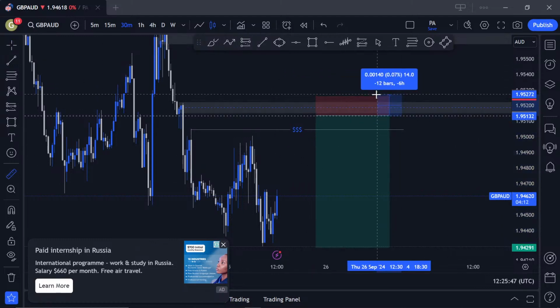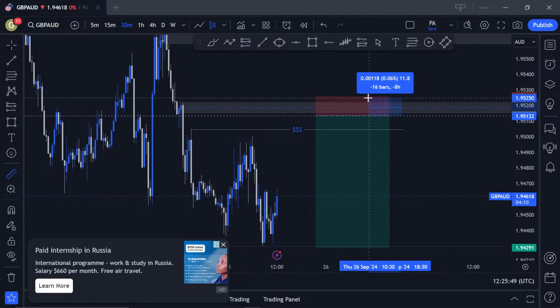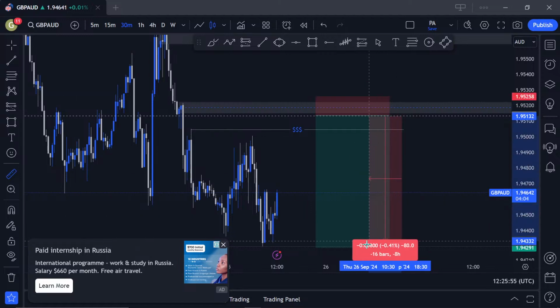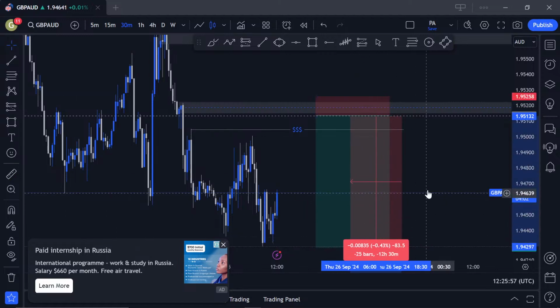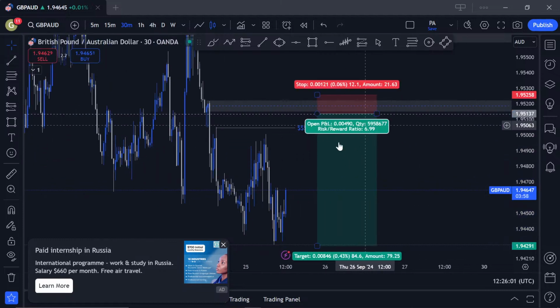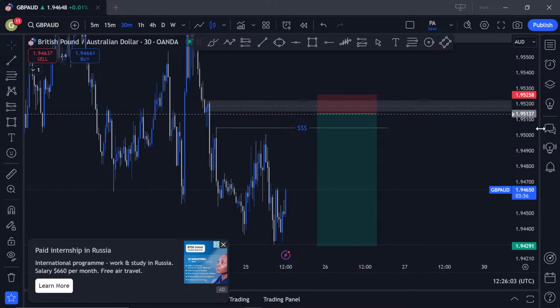So here I'll just mark it like this. That's 14 pips stop loss here. 14 pips as stop loss on GBP AUD, and then your take profit will be about 80 something pips. So that's simply your target on GBP Australian dollar. Wait for the market to trade back to this 1.95137 level, and then we'll take our profit at 1.94291.